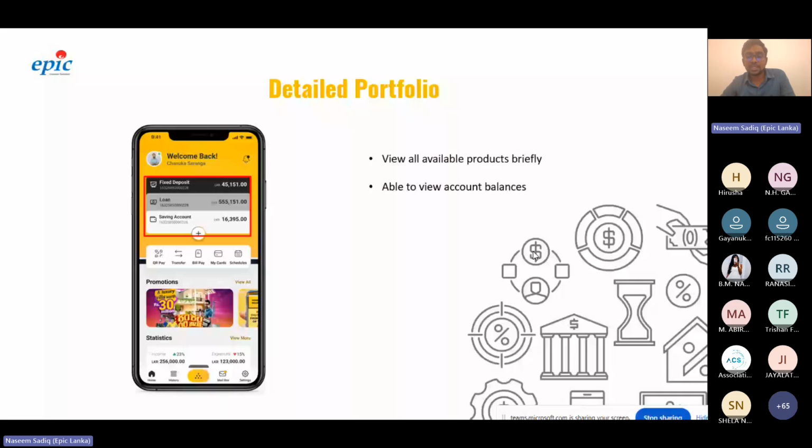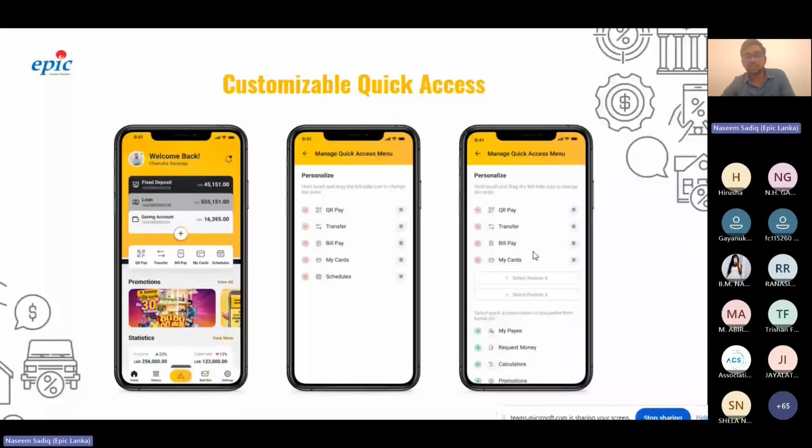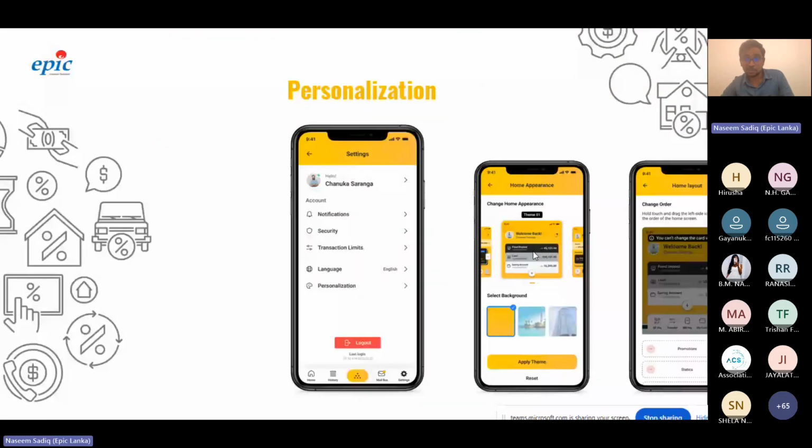If you would want to probably understand for yourself, okay, I'm not somebody who expects all the functions in the front screen or home screen. I need a very simplistic way. Can you customize your own quick access menu the way you feel fitting? Can you personalize it? Meaning, can you change the background colors? Can you change the look and feel?